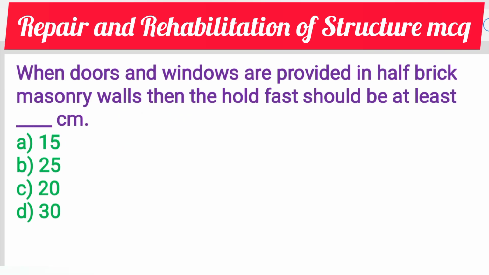Next question, when doors and windows are provided in half brick masonry walls, then the hold fast should be at least dash centimeter. Option A 15, option B 25, option C 20, option D 30. So the correct answer is option B 25 centimeter.